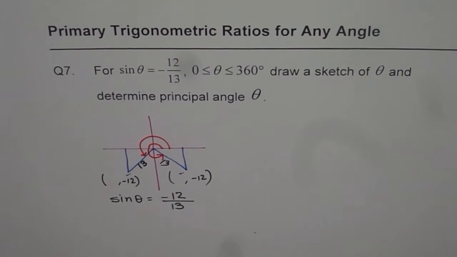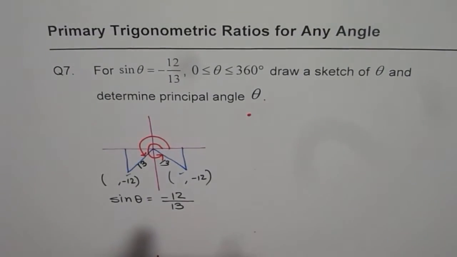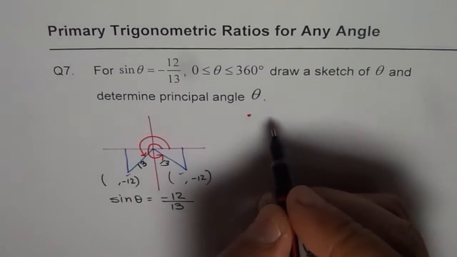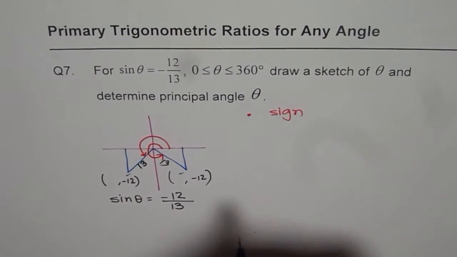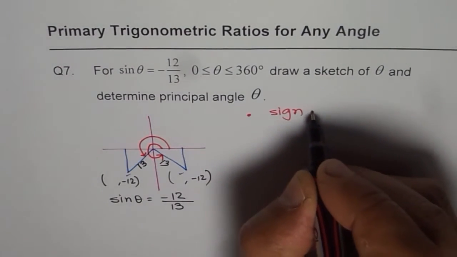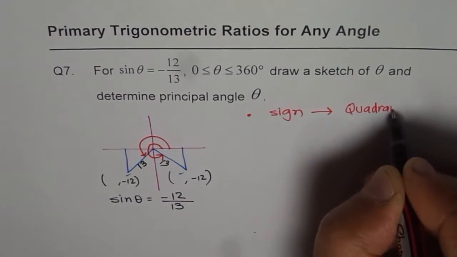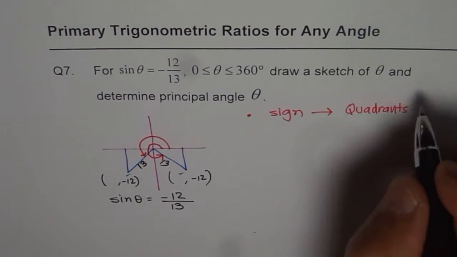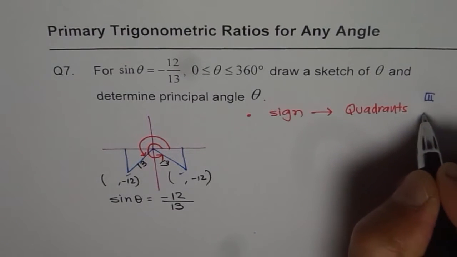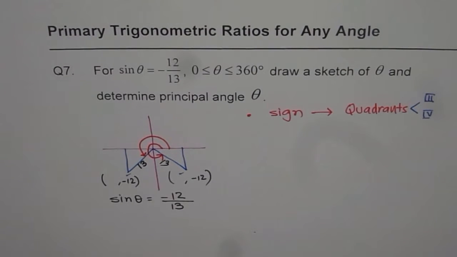To find theta, what should we do? Step number 1 is, from the sine, find the quadrants. In our case, we found that the quadrants are quadrant 3 and quadrant 4, right? So these are the two different quadrants from the sine.